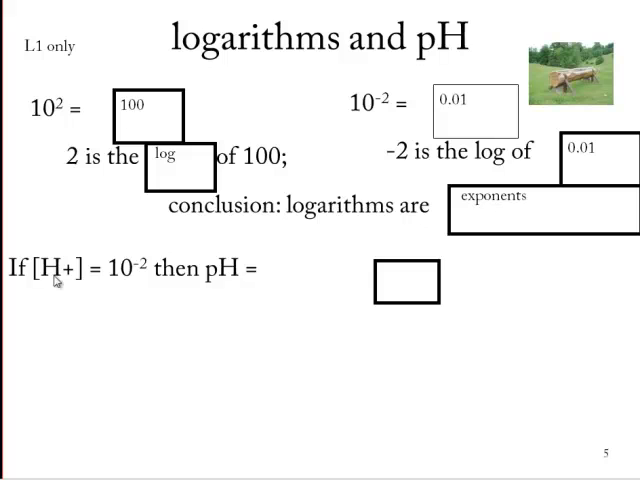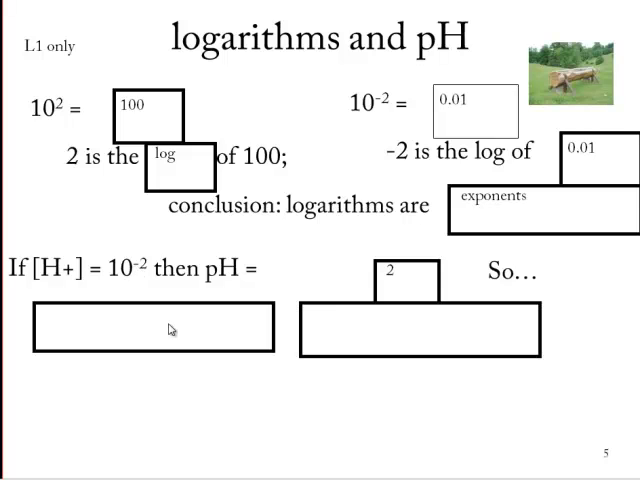Okay, let's apply this to concentration of acid. Say the hydrogen ion concentration is 10 to the minus 2. The pH is simply 2. They could have said the pH is minus 2, but that would have been a negative system and it would have been weird, so we always use the positive number, not the negative number.